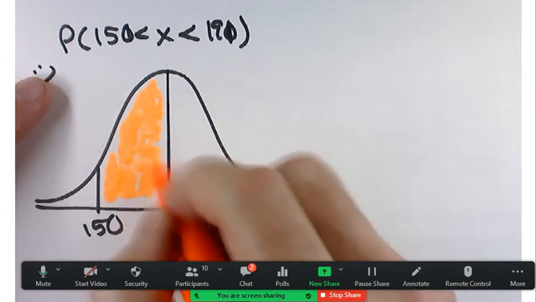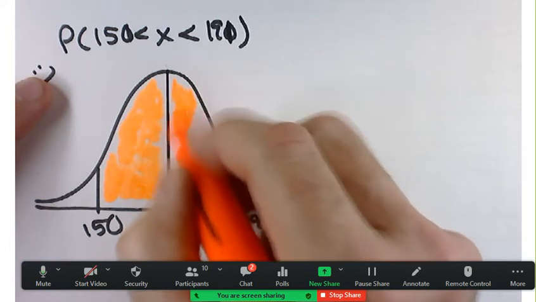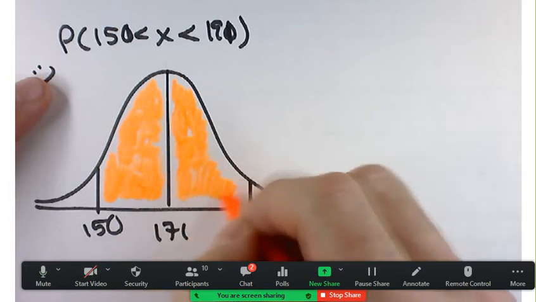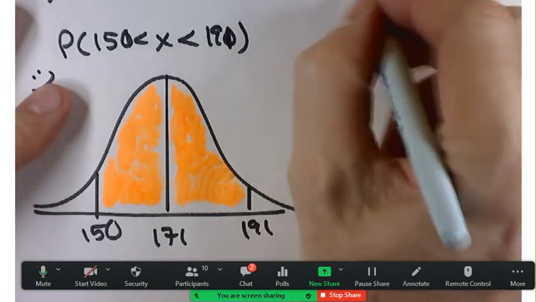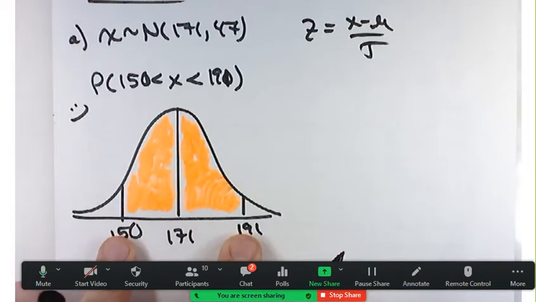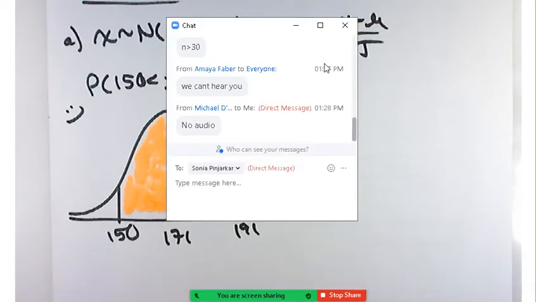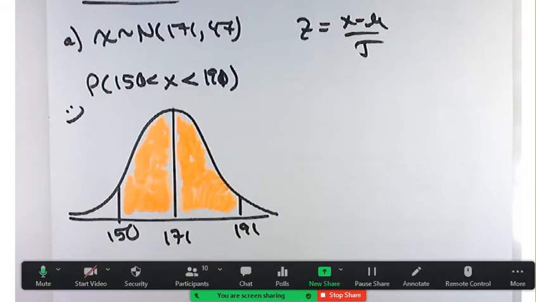Now, there's a couple ways you can do this. I kind of lean towards Google Sheets. The reason I do is because if you wanted to use StatDisk, you'd have to convert this to a z-score first. Remember how to convert something to a z-score? It'd be z equals x minus mu over sigma. You'd have to do that for both of these pieces of data, and then you'd have to find those corresponding areas in a different distribution. Okay, so let's do that in Google Sheets.